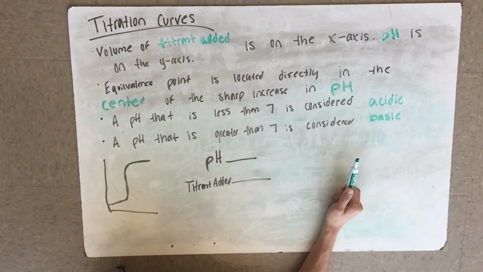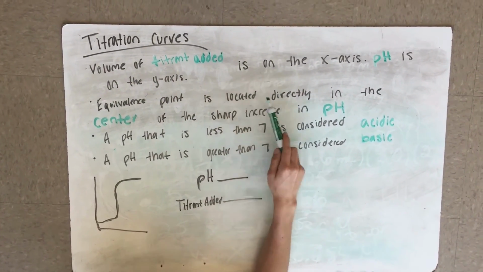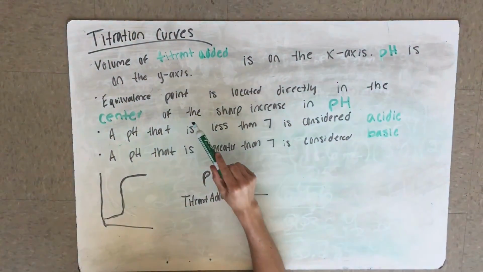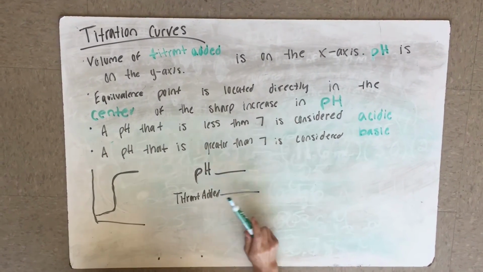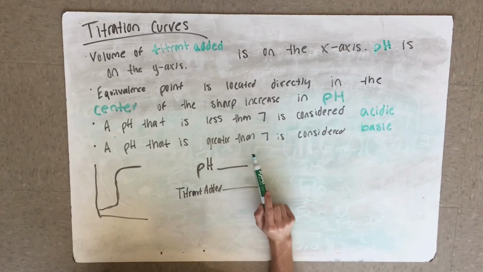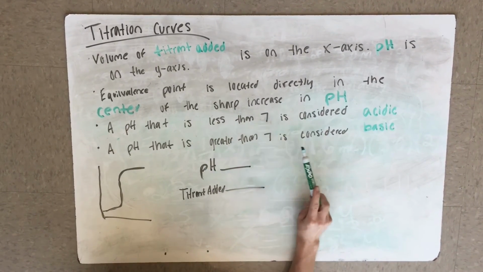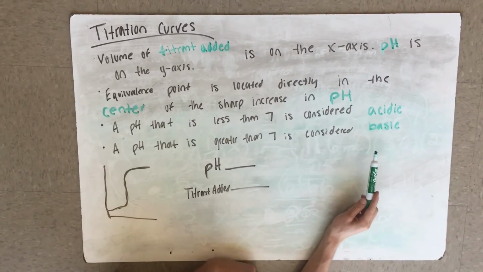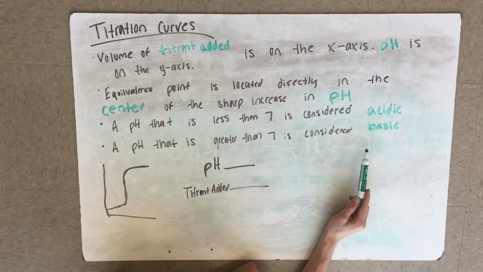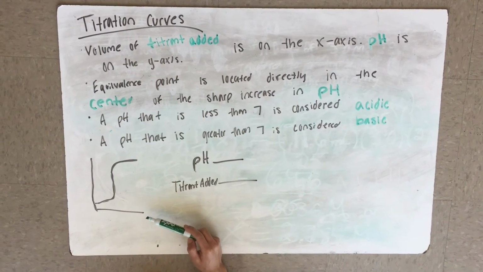Titration curves. Some important things to remember. The volume of titrant added is on the x-axis and pH is on the y-axis. Equivalence point is located directly in the center of the sharp increase in pH. A pH that is less than 7 is considered acidic. A pH that is greater than 7 is considered basic. This is what your average titration curve will look like.